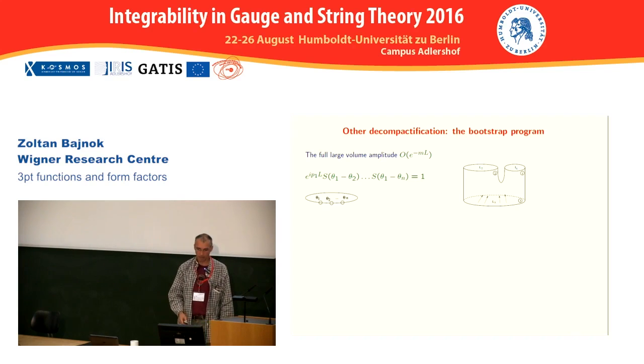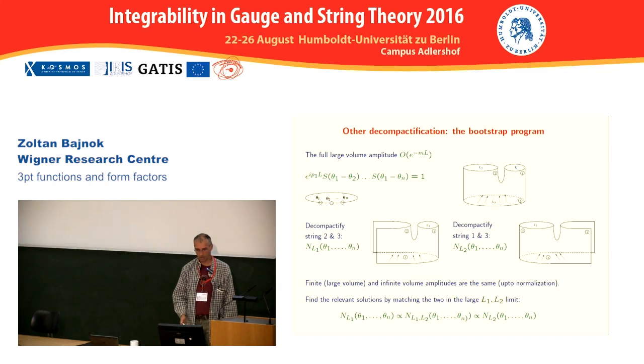And for this, we need to go to finite volume a bit. So just recall that if you go to finite volume, then the finite volume form factors and infinite volume form factors are, for large volume, basically the same. So in order to find the right solution, the good tactic is that you take this string theory vertex and then you decompactify it in two different ways.